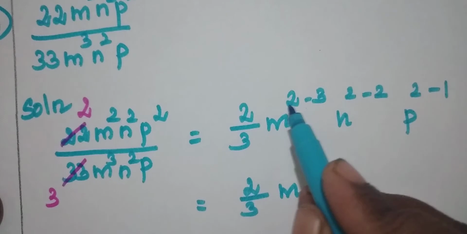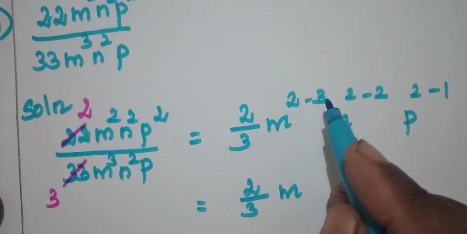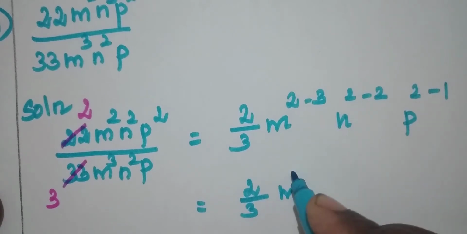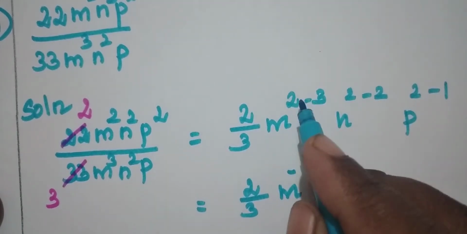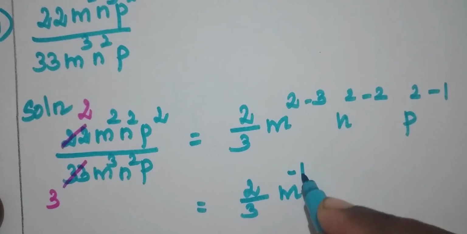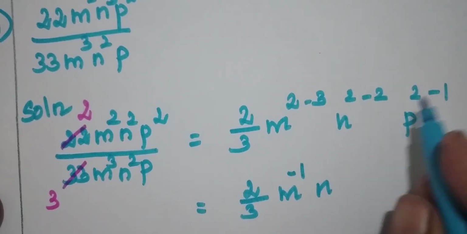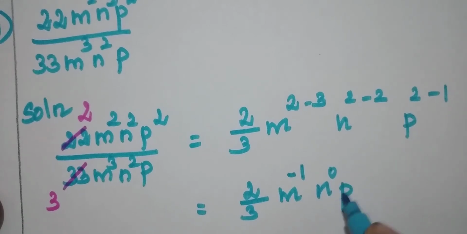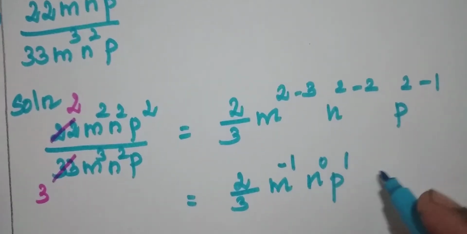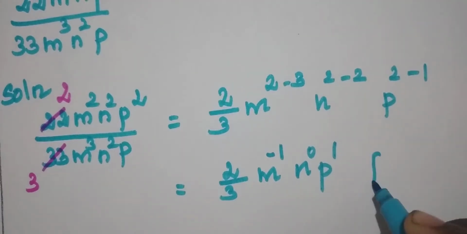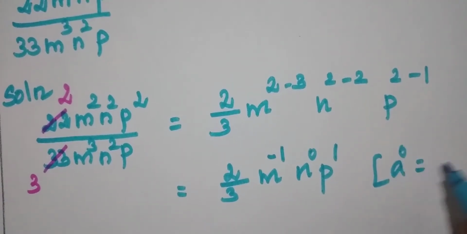So when there are two different signs, you should subtract and write the greater number's sign. What's the greater number's sign here? Yes, minus. What's the difference between 2 and 3? Yes, 1. m power minus 1. So n power 2 minus 2 is 0. p power 2 minus 1 is 1. What's the value of n power 0? Yes, anything to the power 0 is 1.